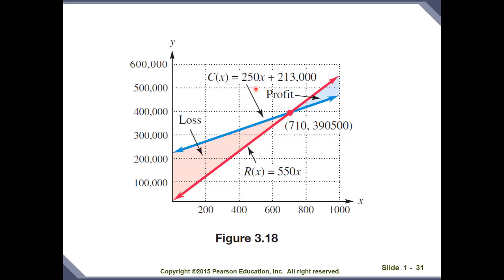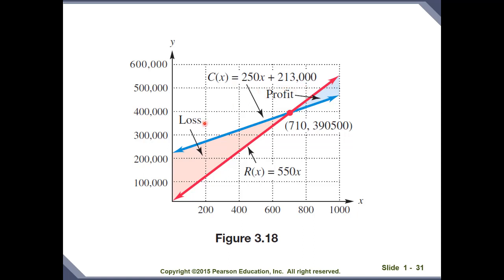Our marginal cost here, assuming these are in dollars, is $250. If these were in something else, our marginal cost would be something else. So if these were in yen, our marginal cost would be 250 yen. If these were in euros, our marginal cost would be 250 euros, whatever currency it might be.